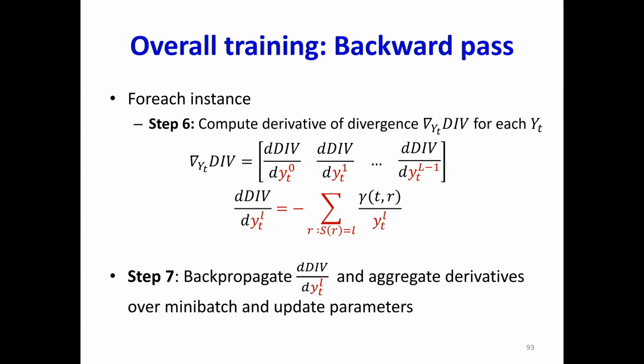Now you have the derivative of the divergence with respect to the output of the network at each time. That can be backpropagated through the net to train the model.